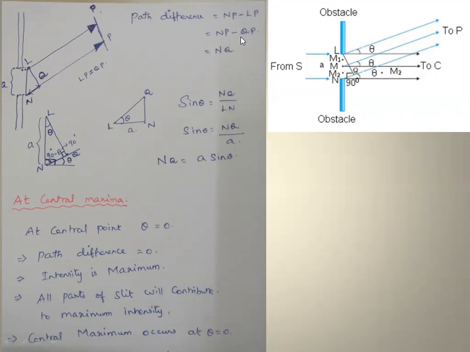So what will happen? What is the leftover? NQ is the balance. This is the leftover, so the value comes out to be NQ. And now we are going to take sine theta for this. What is meant by sine theta?